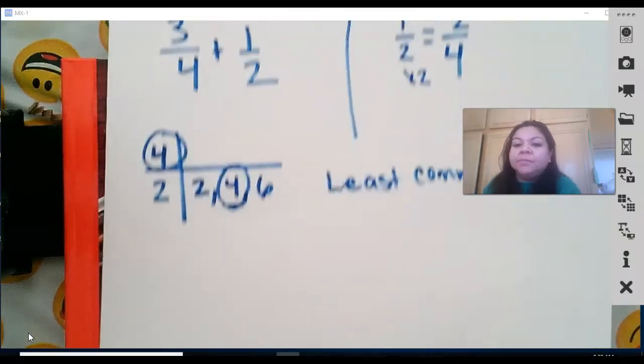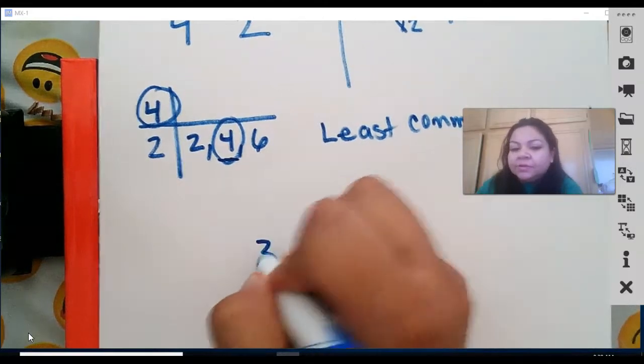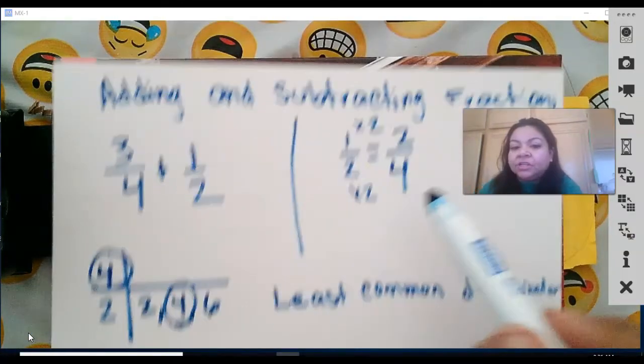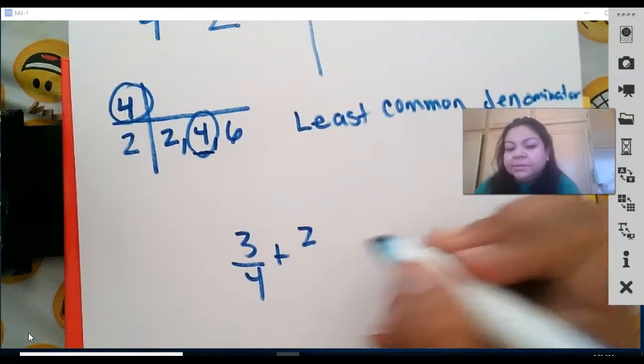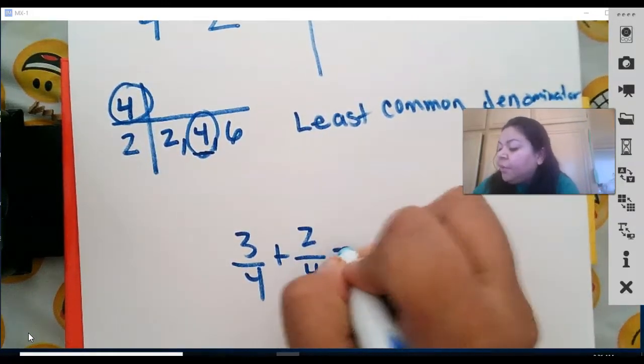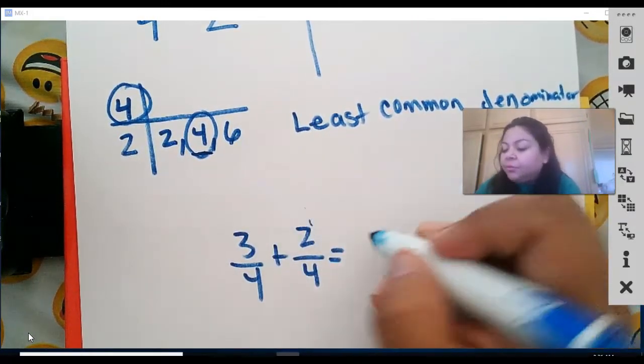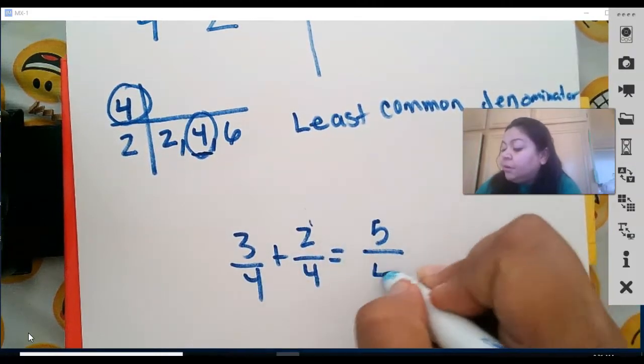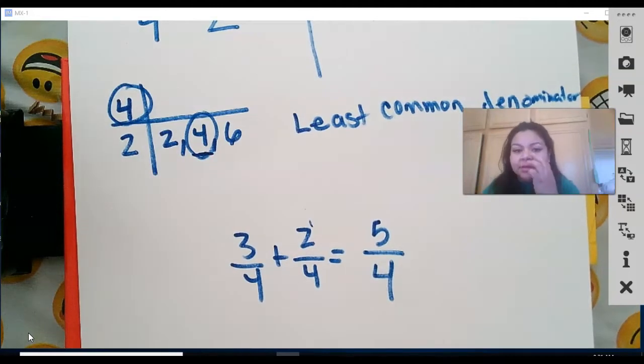So now I am ready to add, and I'm going to rewrite that. Here I have 3/4, and I'm just recopying this. But now instead of putting a half, I'm adding my equivalent fraction, 2/4. So 3/4 plus 2/4, and that way I can just add the numerators. 3 plus 2 equals 5. And then my denominator stays the same. So 3/4 plus a half, or 2/4, is equal to 5/4.